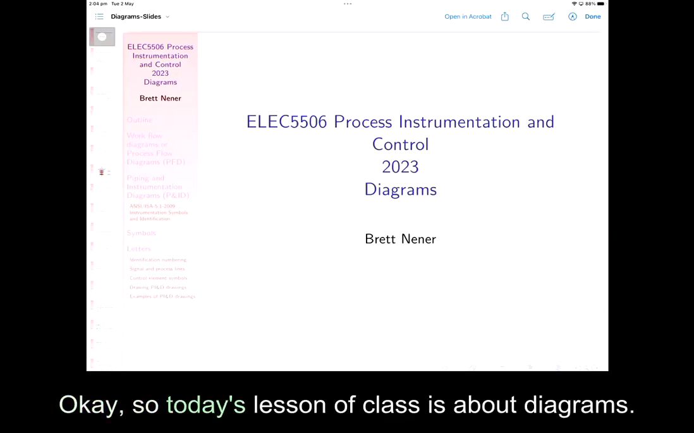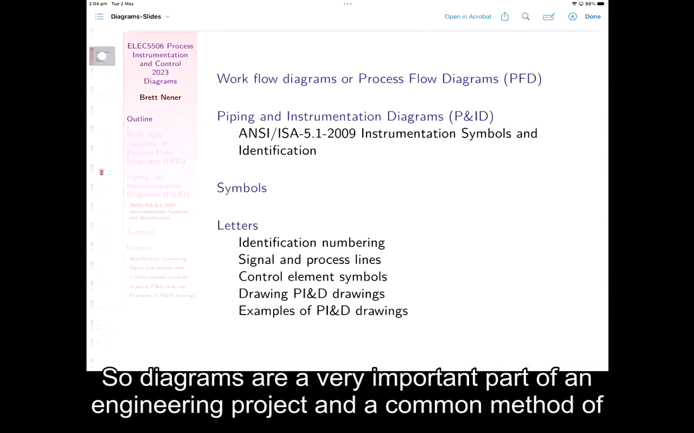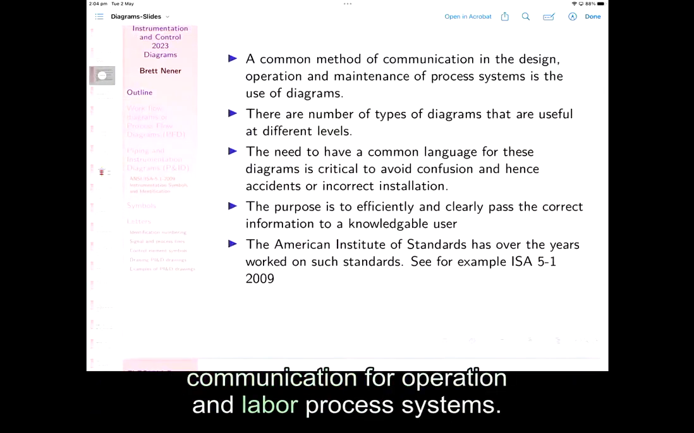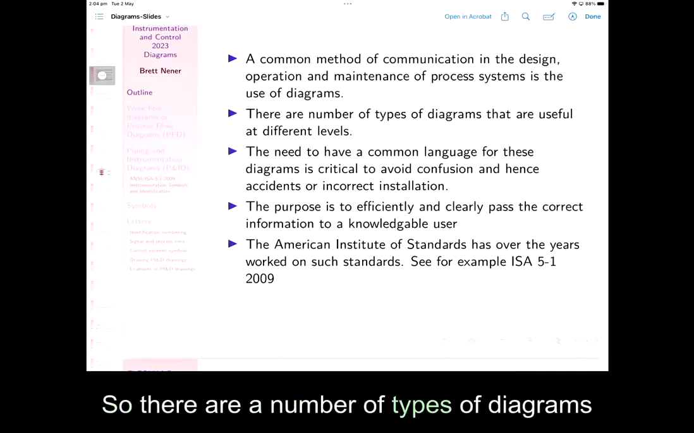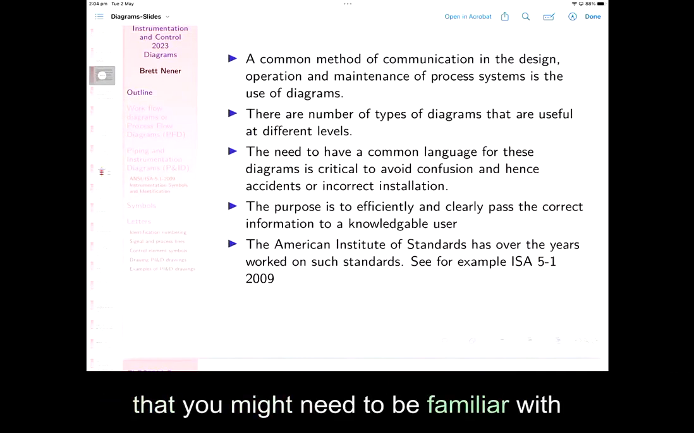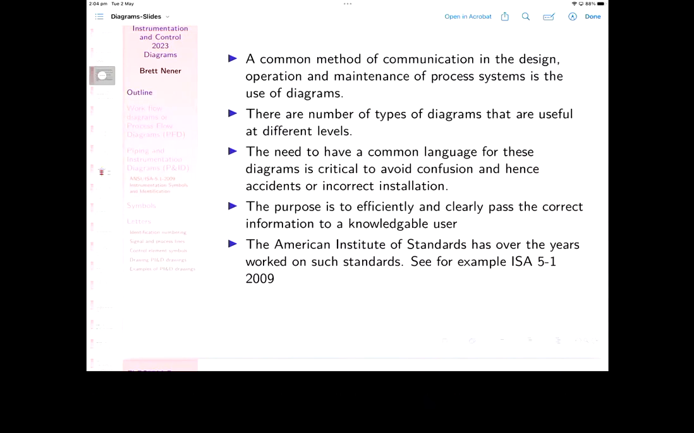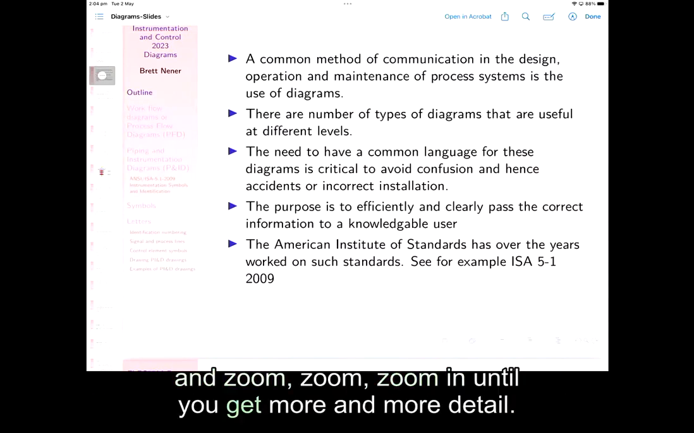Okay, so today's lesson or class is about diagrams. Diagrams are a very important part of an engineering project and a common method of communication for operation and maintenance process systems. There are a number of types of diagrams that you need to be familiar with, and they work at different levels. You start with a big picture, bird's eye view, and zoom in until you get more and more detail.